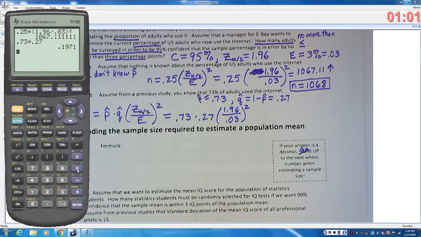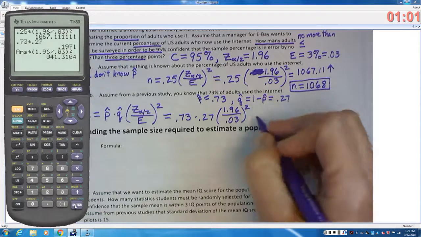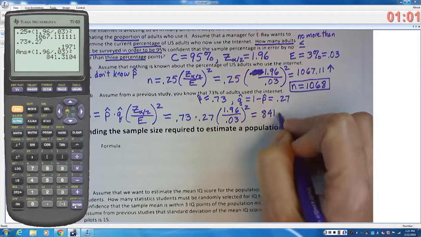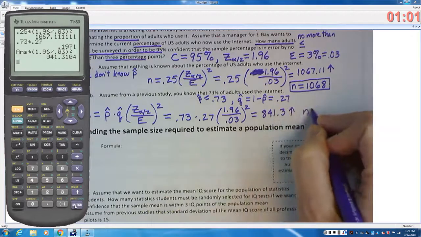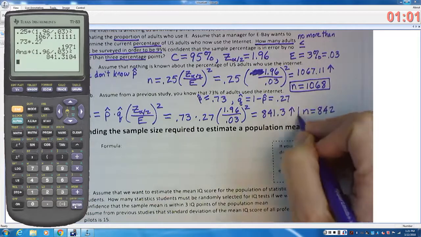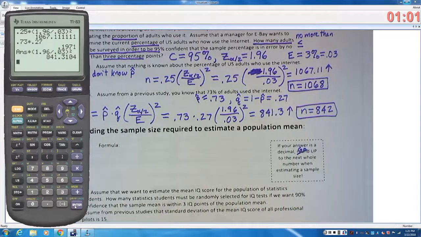Multiply that by 1.96 divided by 0.03, close the parentheses, and square just that part. So it's going to square this before it multiplies. And we get 841.3. So we go up, so n is 842. So to keep your error within 3%, you would have to sample 842 adults.